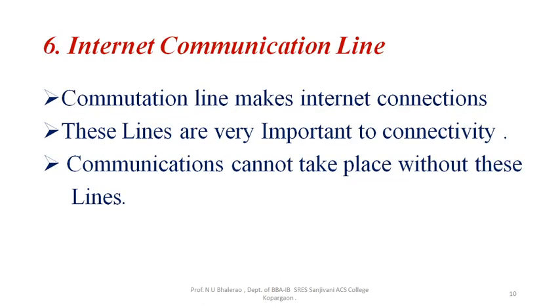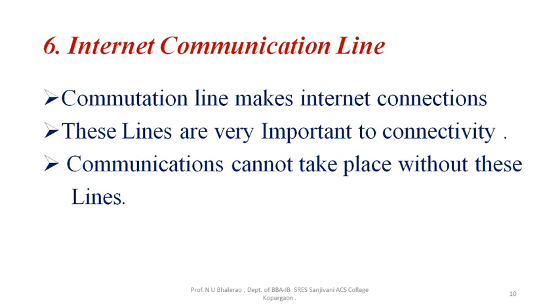And last but not least, which is very important in the world of the internet, the communication lines, which means the connectivity lines. As we see in the diagram, two organizations perform the connectivity of the e-commerce procedure. There is a middle word called internet. So internet communication lines are very important. Communication lines make the internet connection. These lines are very important to connectivity. If the communication lines break or get disturbed, communication cannot take place without these lines. So it is all about the electronic and e-commerce procedure components.